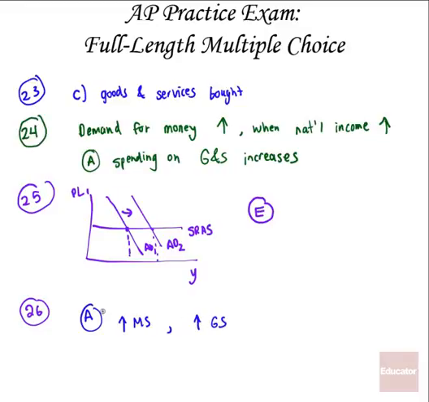B is incorrect because one's expansionary monetary, one's expansionary fiscal or contractionary fiscal. C is expansionary fiscal, but contractionary monetary. D is contractionary monetary and expansionary fiscal. And E is expansionary monetary and contractionary fiscal. So I went over this. Make sure you understand what expansionary and contractionary fiscal and monetary policy options are and be able to reconcile the differences. Okay, so 26 is going to be A.